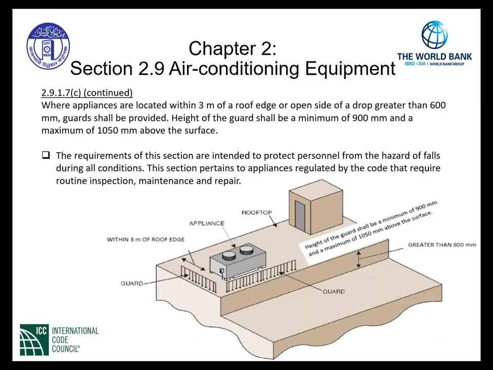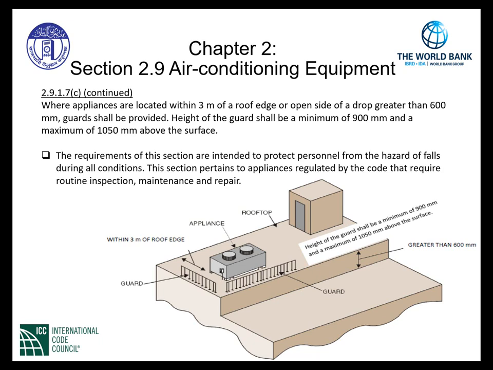Where appliances are located within 3 meters of a roof edge or open side of a drop greater than 600 millimeters, guards shall be provided. Height of the guards shall be a minimum of 900 millimeters and a maximum of 1,050 millimeters above the surface. The requirements of this section are intended to protect personnel from the hazard of falls during all conditions.